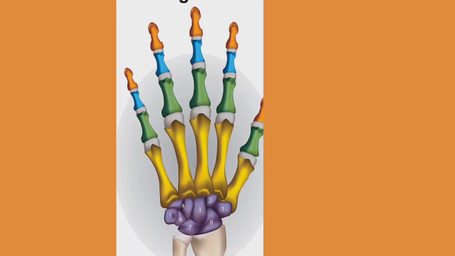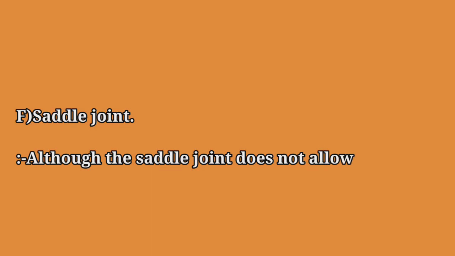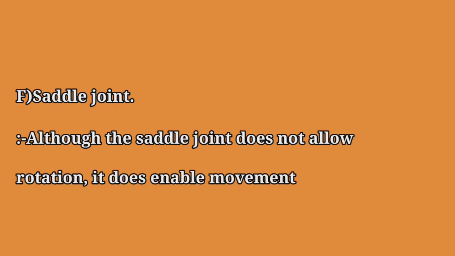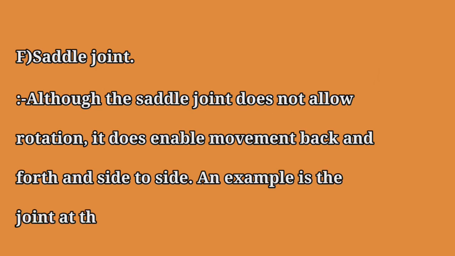And another joint is the saddle joint. The saddle joint does not allow rotation. It does enable movement back and forth and side to side. An example is the joint at the base of your thumb.